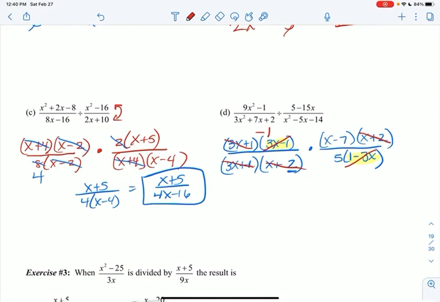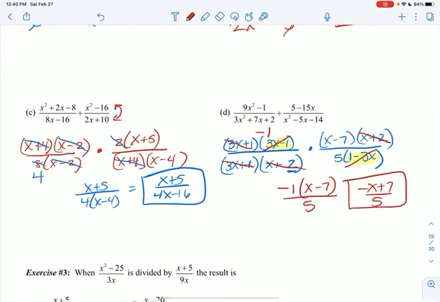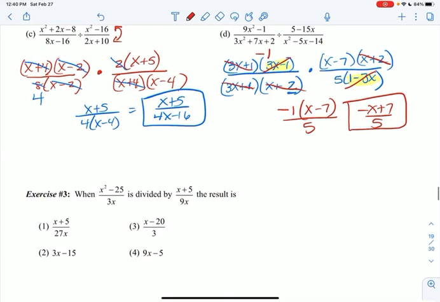All right, so basically you have a negative 1 on top, and you have x minus 7 on top, and I have a 5 on the bottom. And I can just distribute that negative 1 that's on top. And that would be my answer. So that was a little bit trickier, the canceling part. And then I just have one last problem that's a multiple choice.